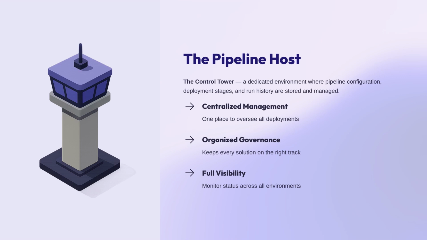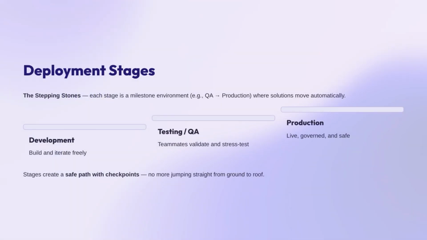So now that we have mastered how the control tower keeps everything on track, you might be wondering what those tracks actually look like and how we define the different stops our app makes on its journey. Well, that brings us right into our next step, which is deployment stages and environments. Now we need to talk about deployment stages.